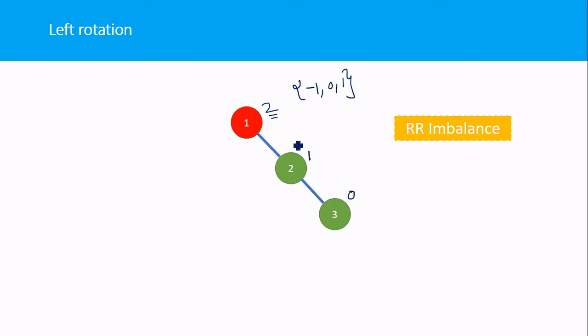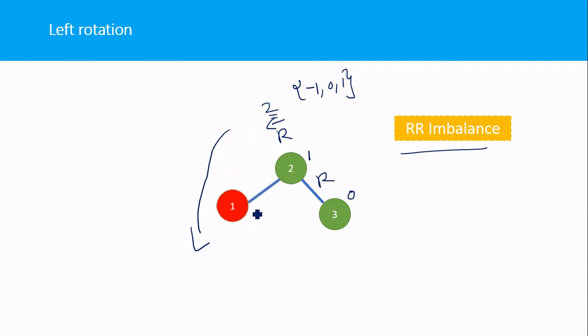This imbalance occurred because of the insertion of a new node on the right subtree of its right child. This kind of imbalance is called an RR imbalance. Now when an RR imbalance occurs, what we do is a left rotation at this node 1, that is, we push this node 1 towards this side, and it has to come down like this, and it will become the left child of node 2. Let's see, like that it will come down and become the left child of node 2.